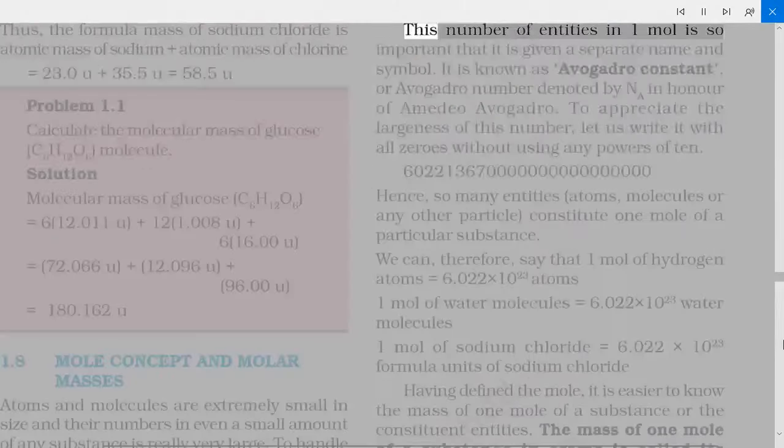12 g/mol divided by 1.992648 × 10^-23 g per 12C atom, is equal to 6.02213671 × 10^23 atoms/mol. This number of entities in 1 mol is so important that it is given a separate name and symbol.